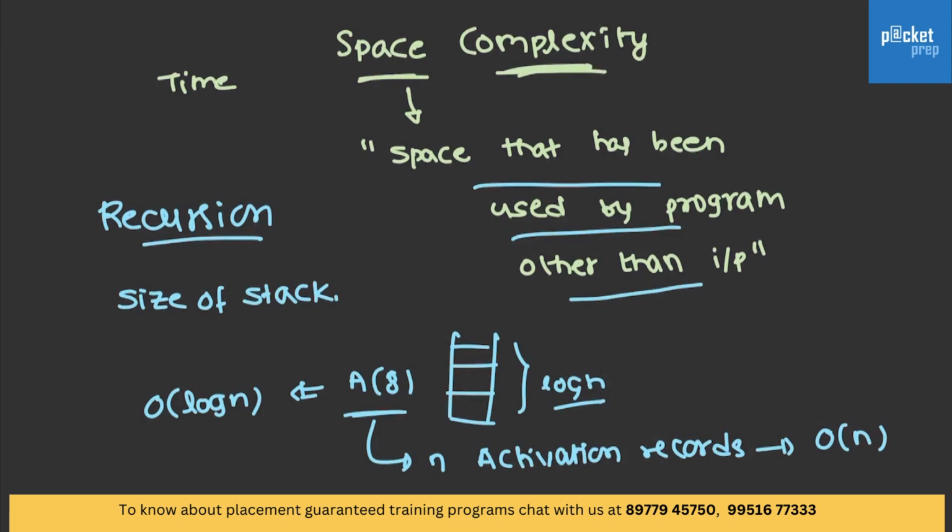It is the space that has been used by our program other than the space that has been allocated to the input. We have seen a lot about complexity today, and before bidding you goodbye, think about the header files.